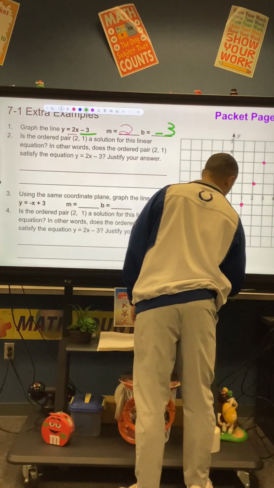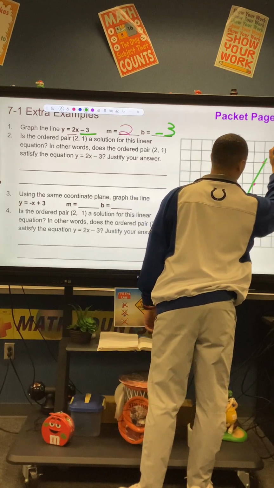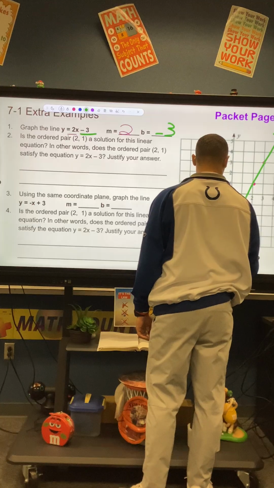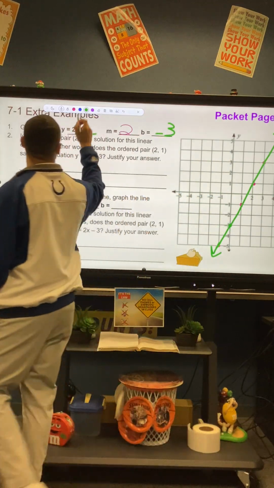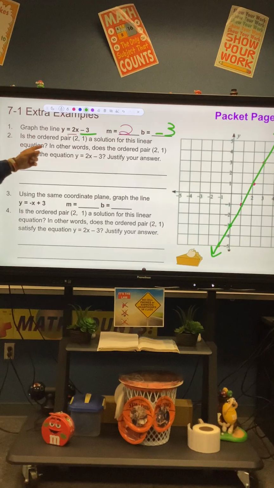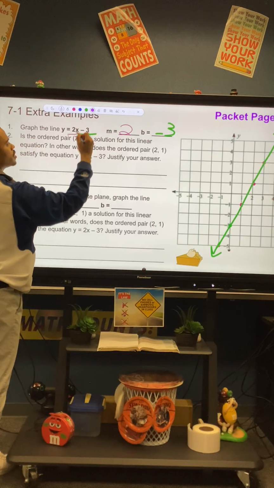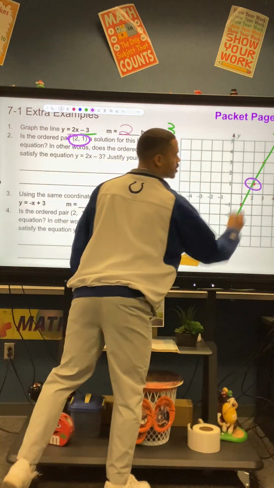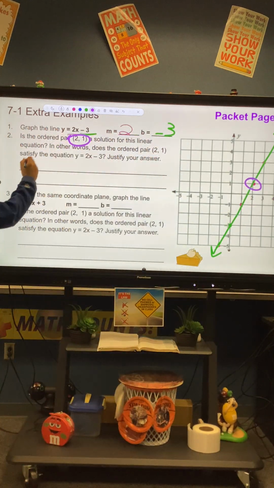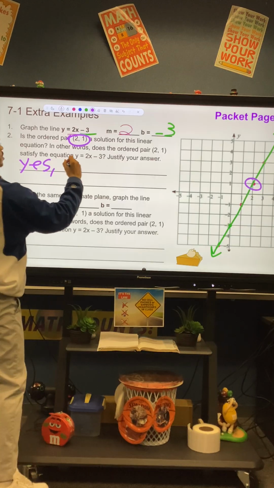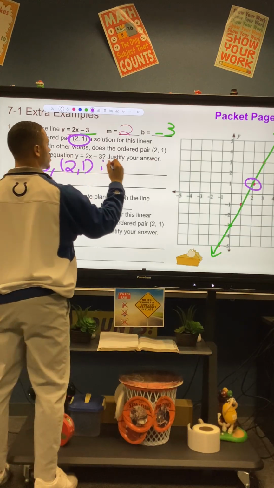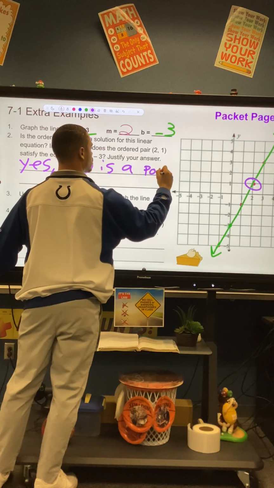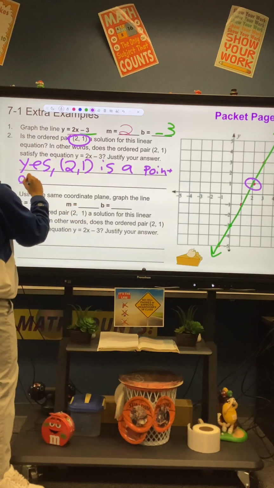Now I can draw my line. And so, on this line, there's 2, 1, this ordered pair right here. Is this a solution for my line? The answer is going to be yes. The reason we know it's a solution for my line is because it is indeed a point on my line. So the answer is yes. 2, 1 is a point on my line.